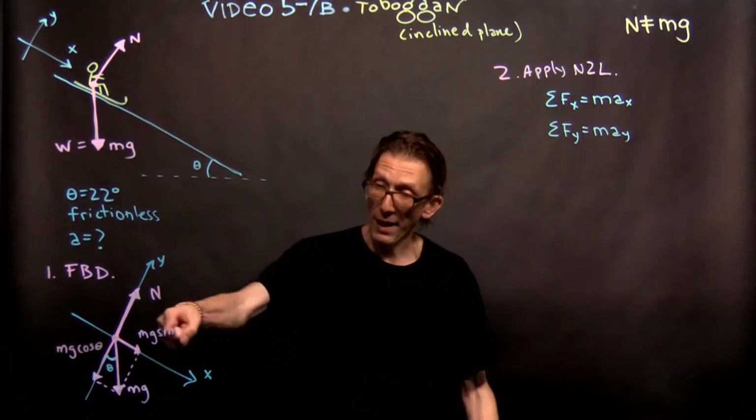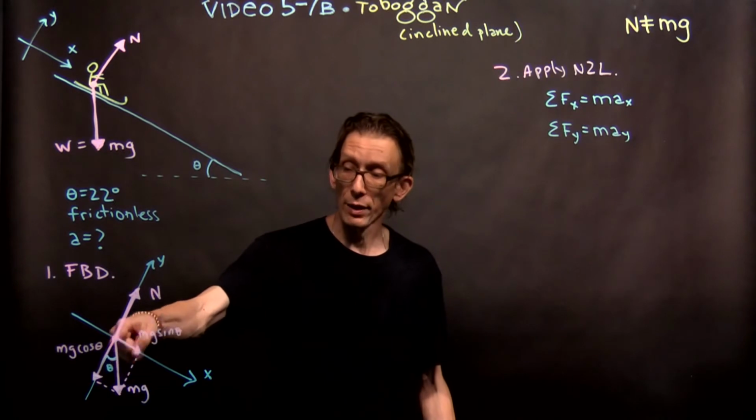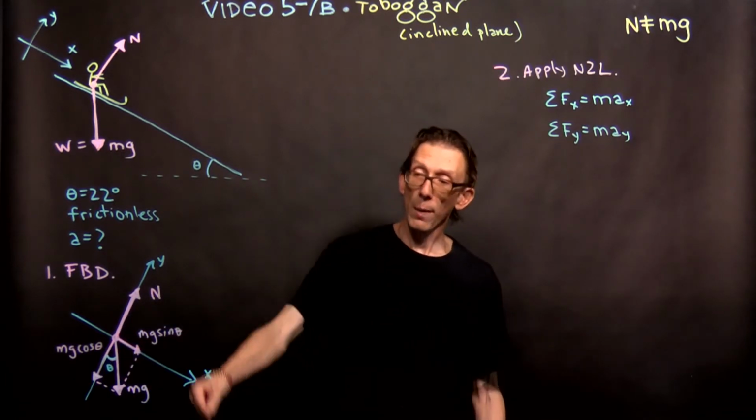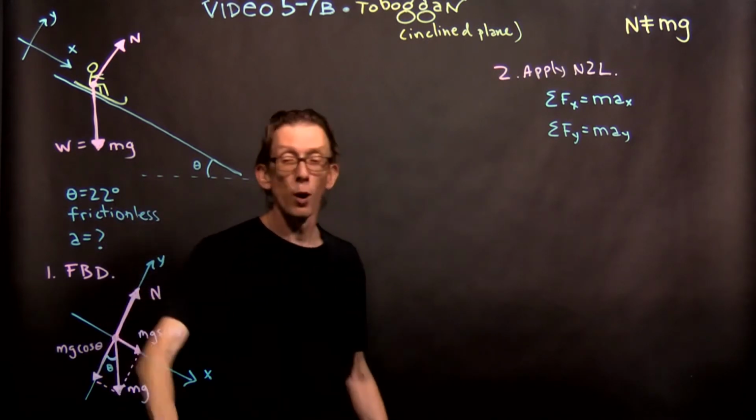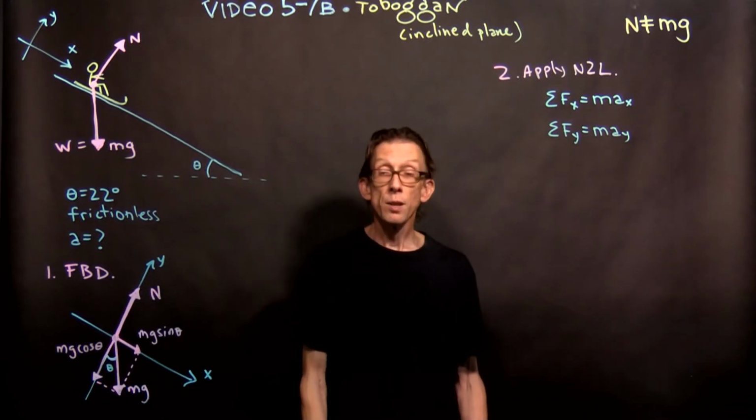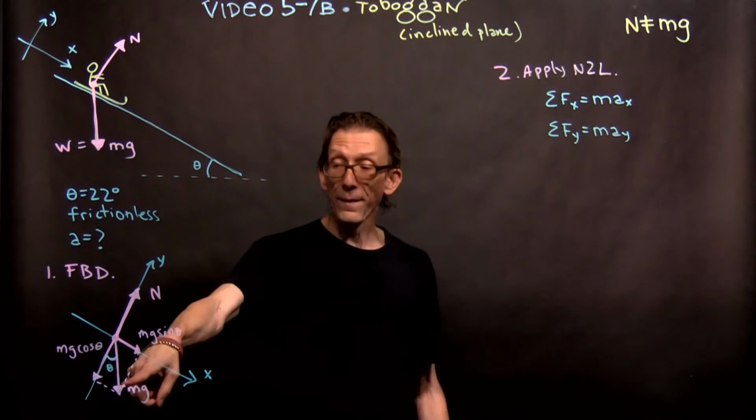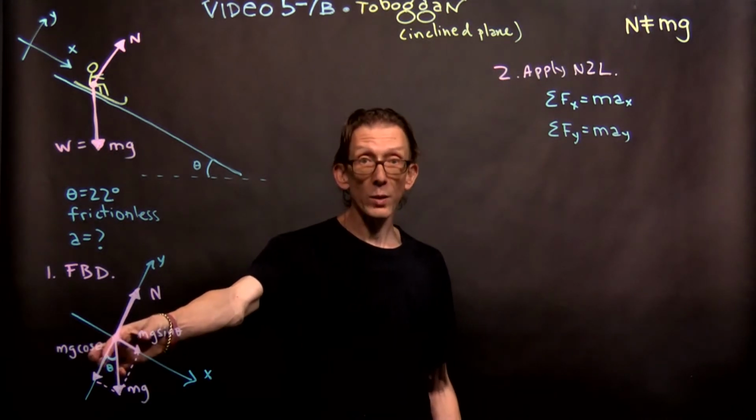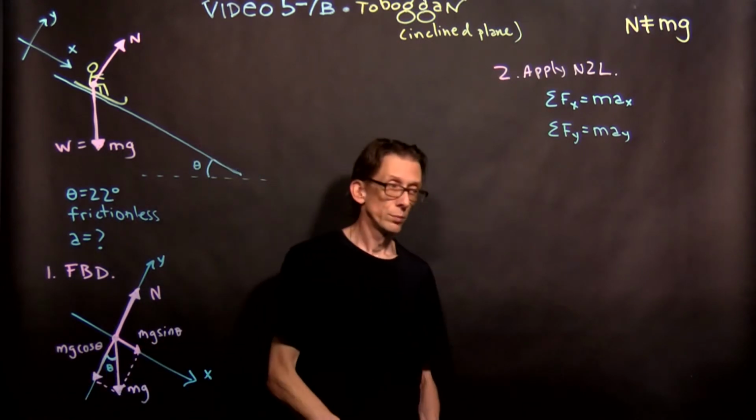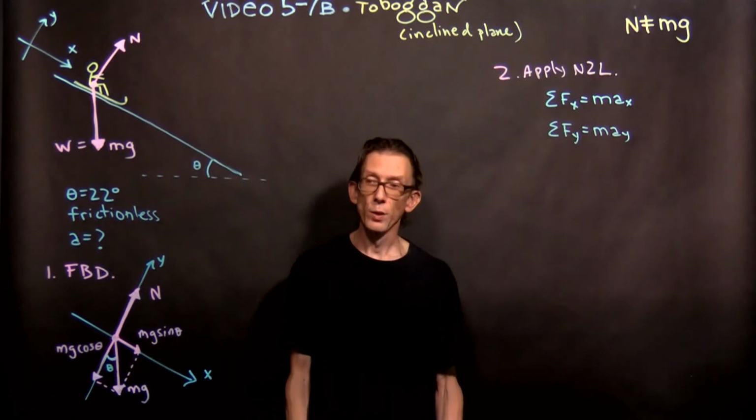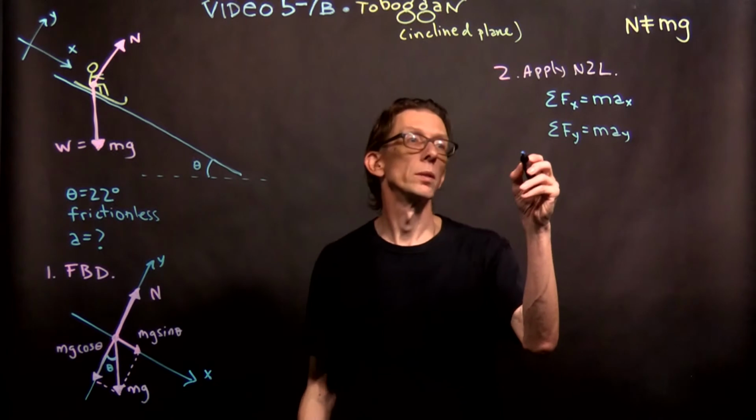Okay? We're using that angle right there and using that triangle right there. So mg sine theta points downhill, mg cosine theta points against the normal force. Now we have resolved our weight vector in the two directions, x and y, and we can apply Newton's second law. Let's do that. What are the forces in the x direction?